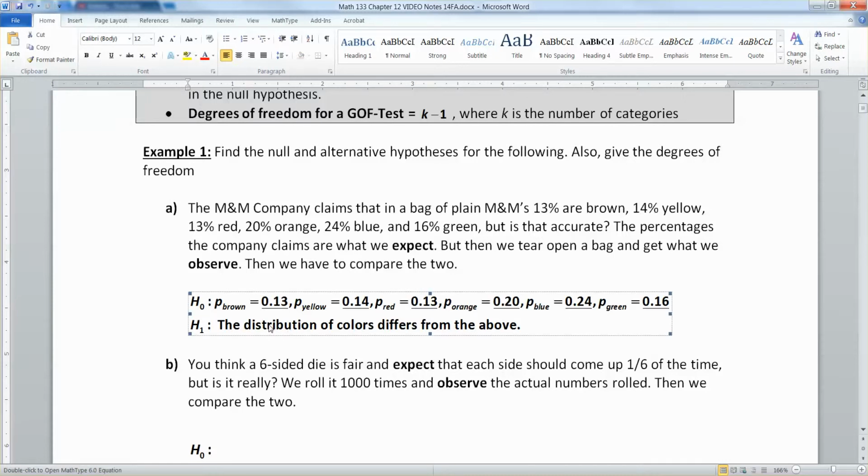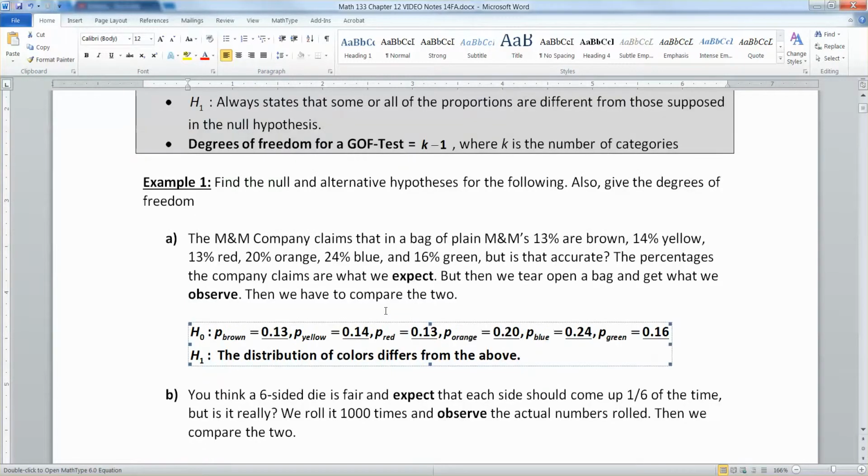The alternative to that is that the distribution of colors differs from the above, or at least one of those proportions is different from what we have, or some of those proportions are not what we expected. There's a lot of ways to write the alternative, but it's interesting because you write it in words. You don't really write out any numbers. I'm not saying, oh, the blue is 26%. That's not what I'm saying. I'm just saying it's different than what we said before. So that's how you write a null and an alternative hypothesis.